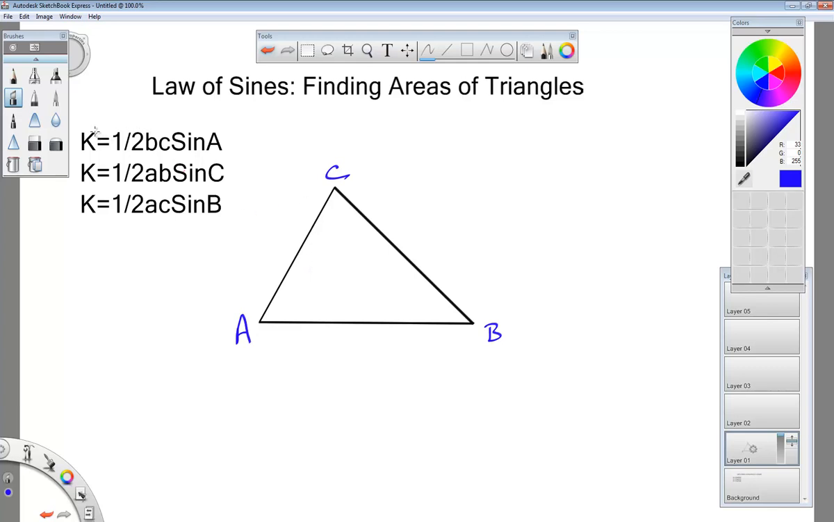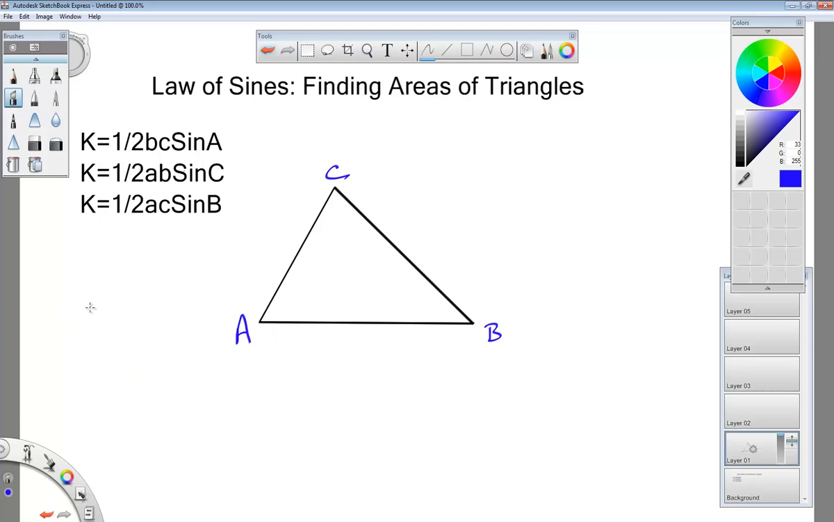It is amazing. Instead of writing A here, they'd use the letter K, because the capital A, which we usually use to mean area, is already here for this degree measurement for this angle. So that's where this K comes from.